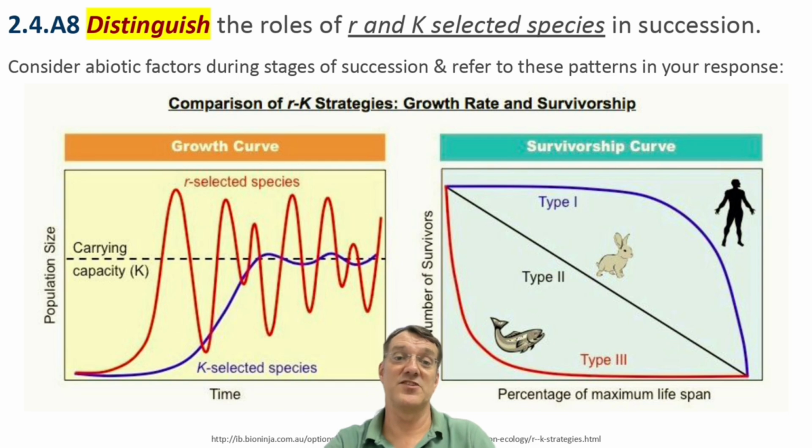R selected species, with their fast growth and high reproductive rates, dominate the early stages of succession. Their ability to quickly colonize disturbed areas makes them really effective pioneers. The K-selected species, with slower growth and more competitive abilities, tend to dominate later succession stages and the climax communities.